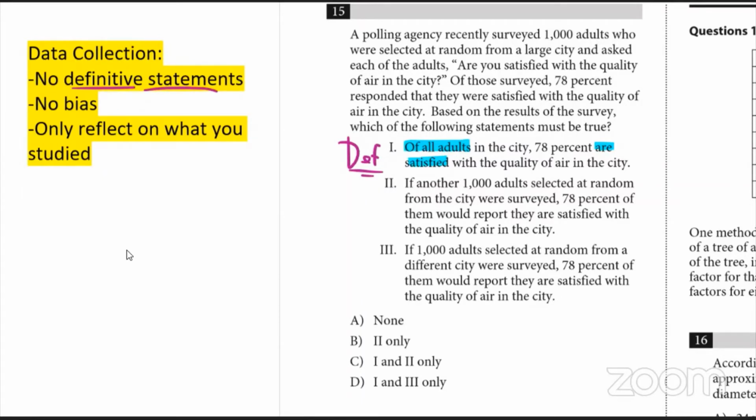So looking at number 2, if another 1,000 adults selected at random were surveyed, 78% would report. So once again, how do we know what would definitely happen? There is no way to know that. That's a definitive statement, and so that's bad for us. Number 3, 1,000 adults were selected at random, 78% of them, once again, would report. So we're saying in these 3 choices what would definitely happen, and there's no way to do that. We could say what would be likely to happen. So all 3 of these are definitive statements, believe it or not, and the answer to number 15 is A.